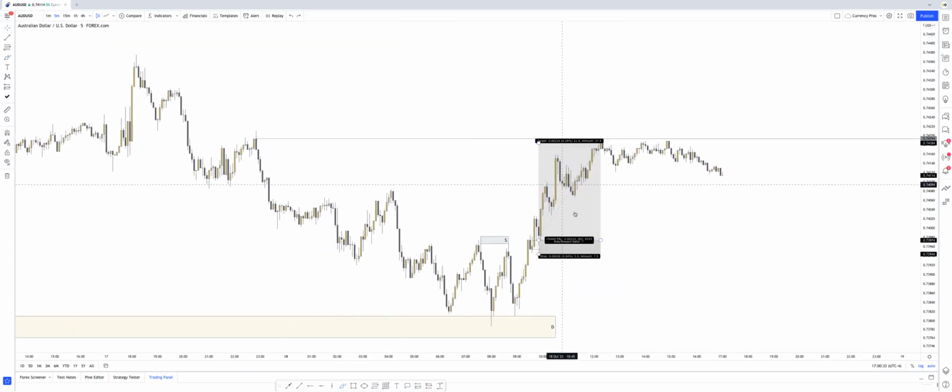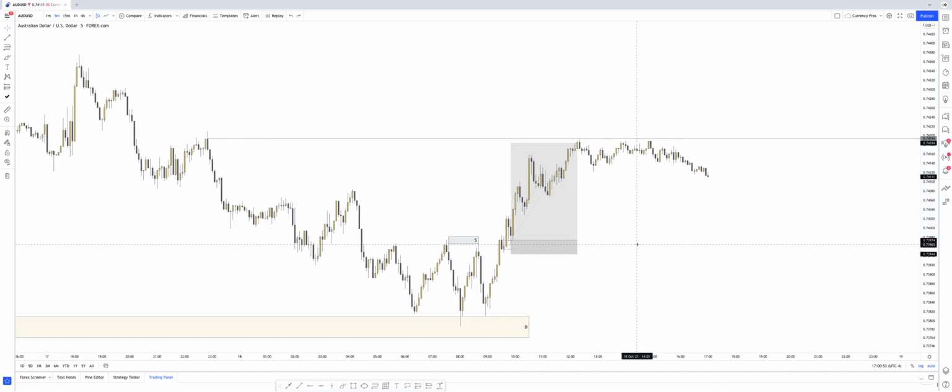Just to round things off, I like to keep things simple, so I put it to exactly 7R rather than 7.33R. I just like to round things out, so keep it a nice 7R. 3 pips stop loss, 21 pips of profit, overall 7R risk to reward ratio.